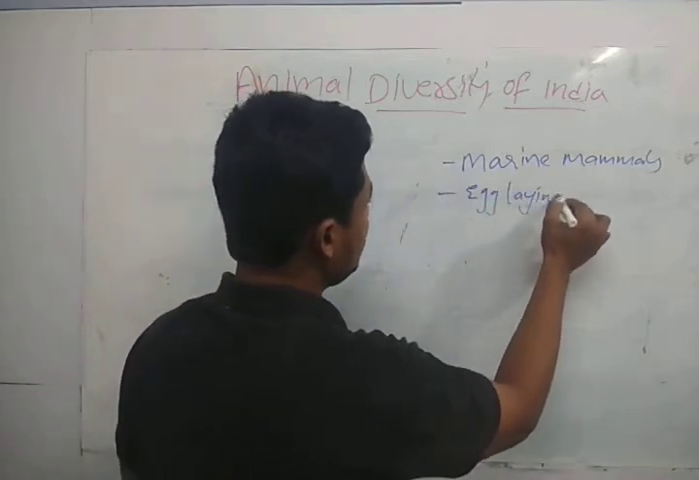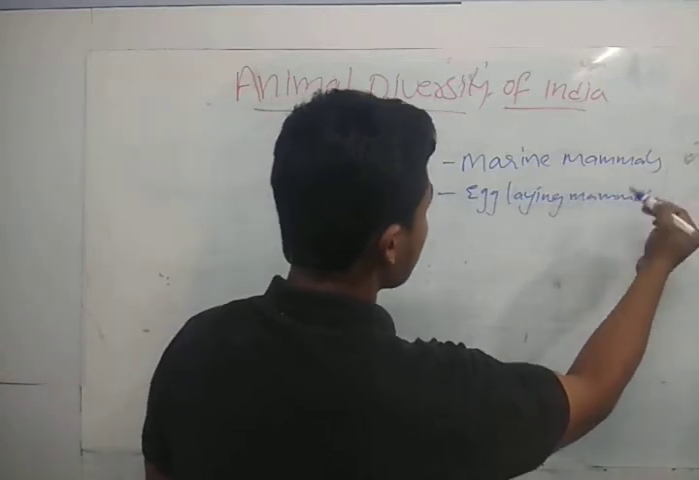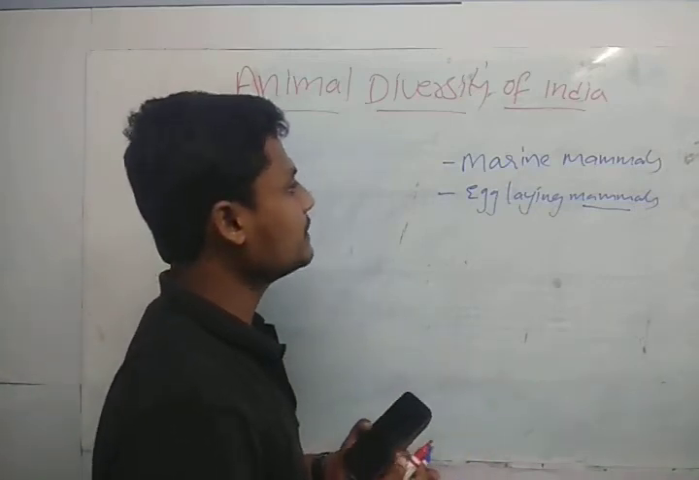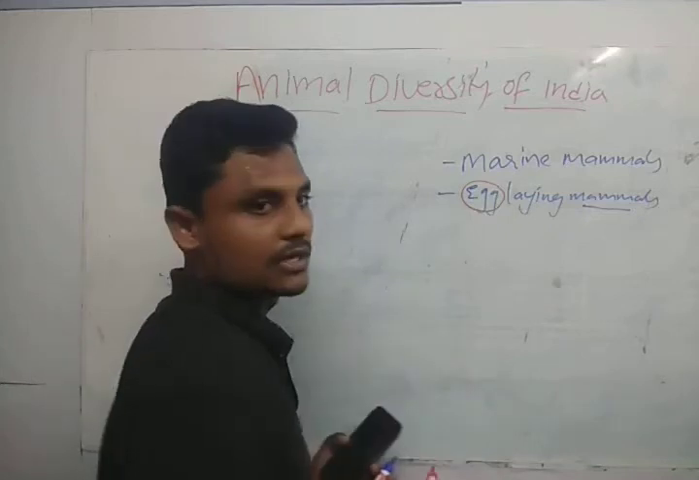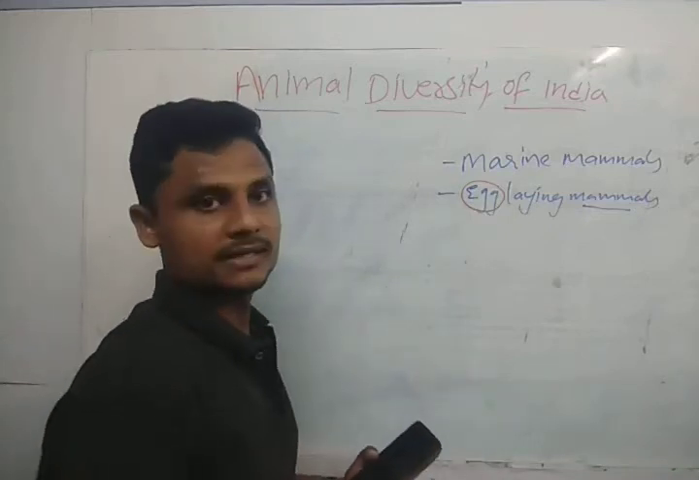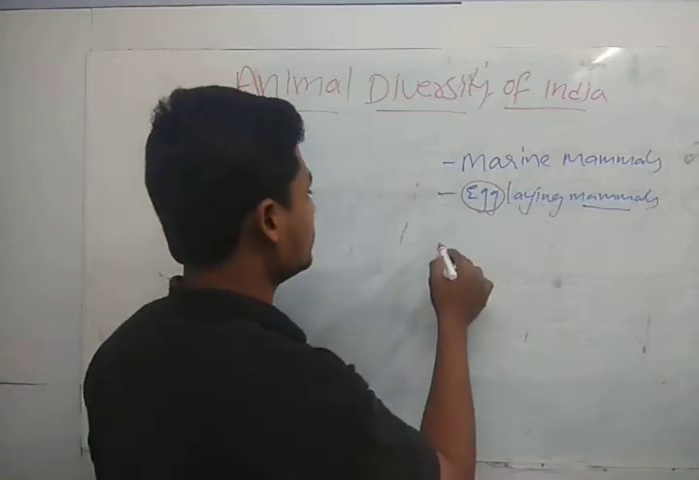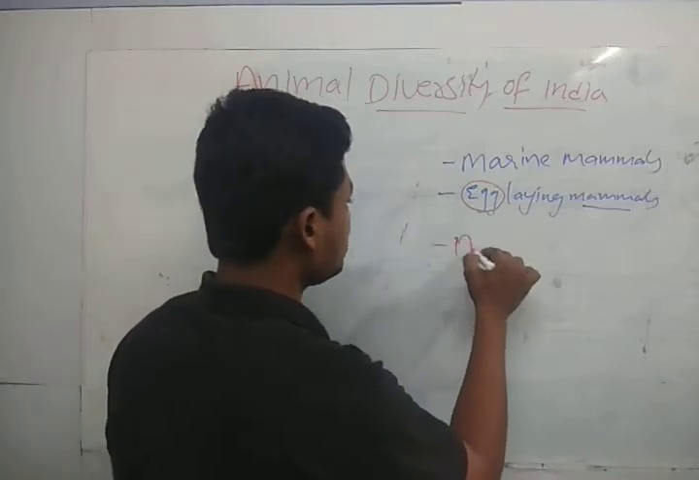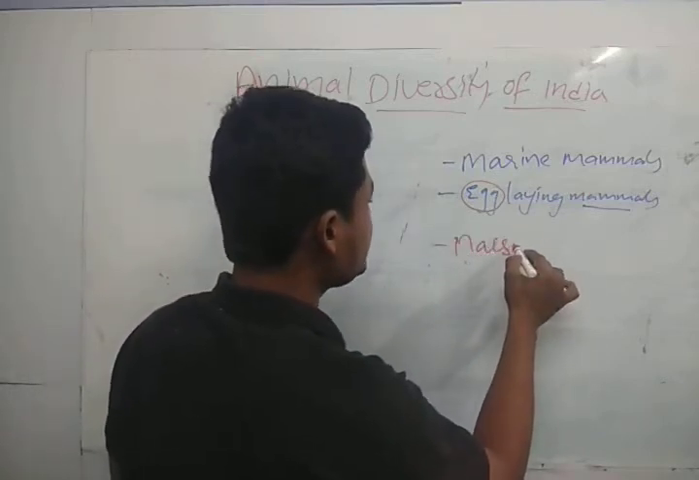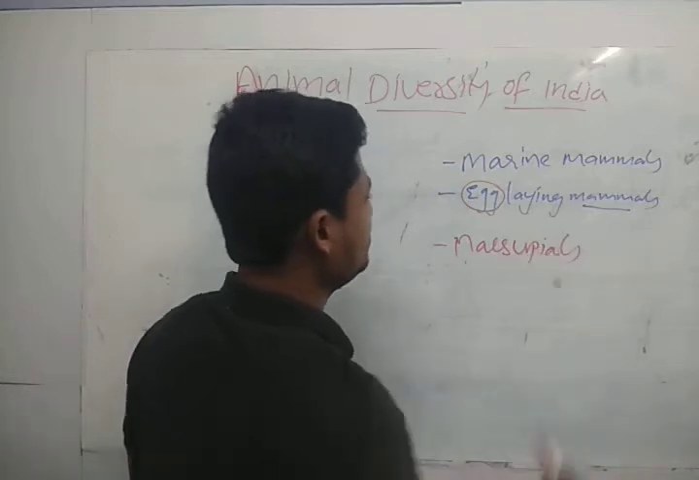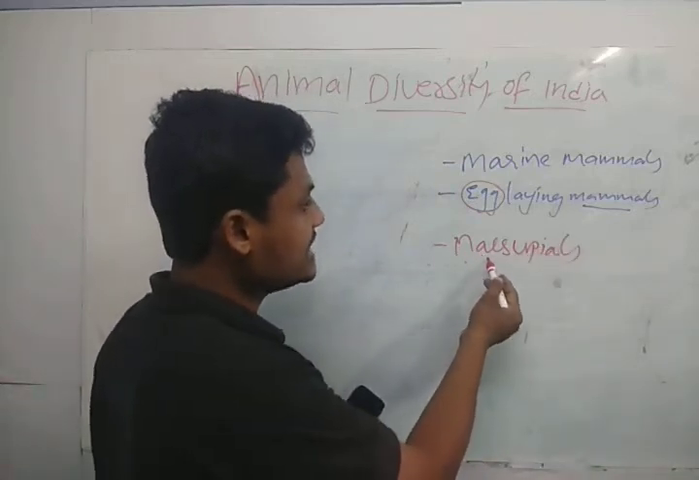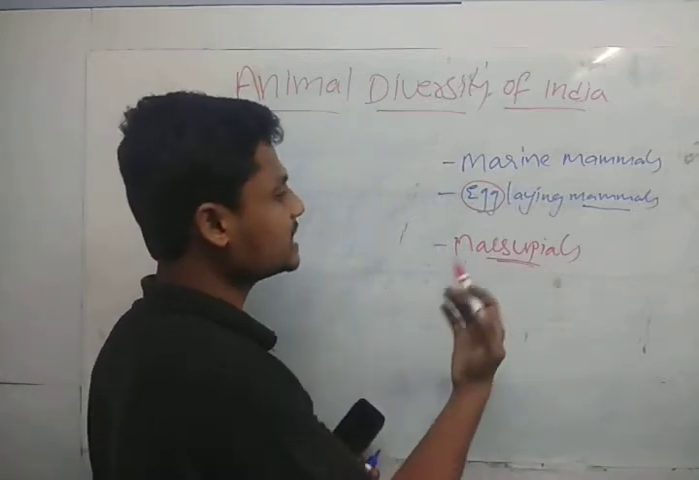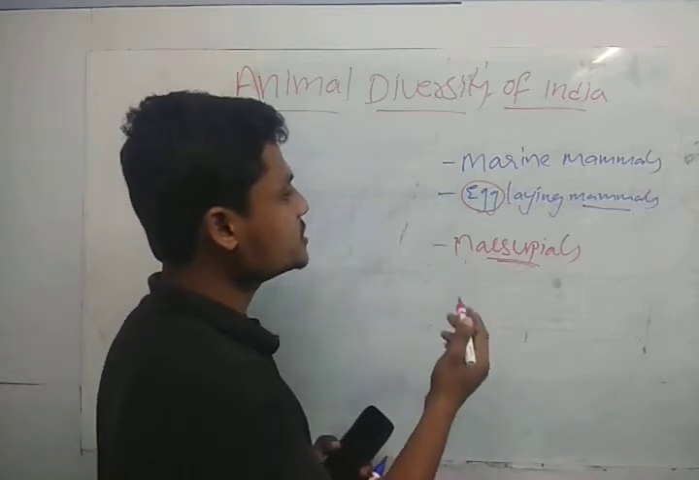Guys, generally mammals are the ones which give birth to their young ones, but we have exceptions. There are a few egg-laying mammals, and those we are going to see in this chapter. After this, we have the marsupials, guys. These are the group of animals which carry their young in a pouch. This topic we are going to see separately, that is the marsupials.